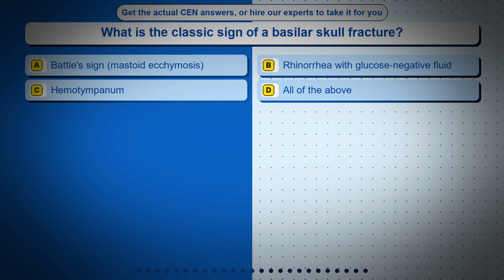Question 13. What is the classic sign of a basilar skull fracture? Option A, Battle's sign, mastoid ecchymosis.